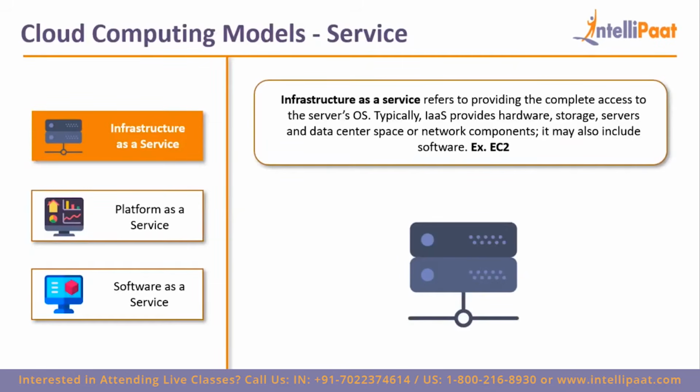Service models are basically the services that are given to you by cloud, and you can choose which kind of service you want. For example, there are three kinds of services that can be given to you. You could be given infrastructure as a service by a cloud provider. You could be given platform as a service by the cloud provider, or you could be given software as a service by the cloud provider. Now, what does this mean?